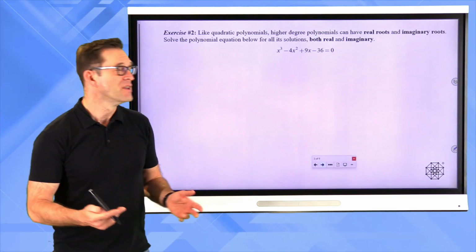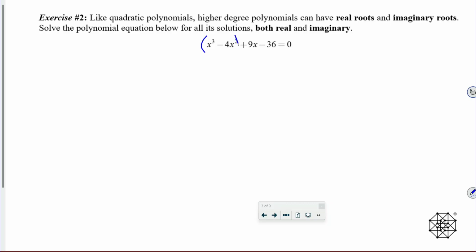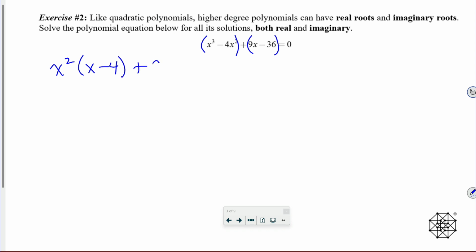Cool, let's do it. So just like we did before, I'm going to group these two and these two. In our first set of parentheses, what I can do is factor out an x squared, and that'll leave me with an x minus 4. And in the second set, I can factor out a 9, and that will also leave me with an x minus 4. I can factor the x minus 4 out of that larger expression and be left with x squared plus 9.